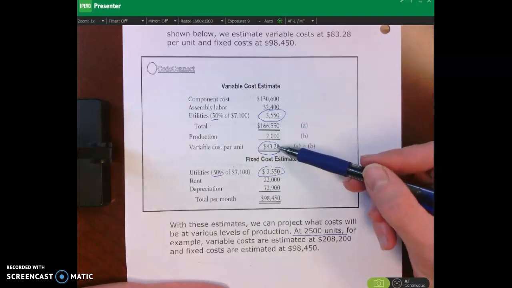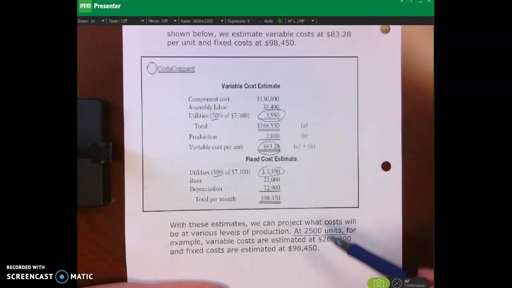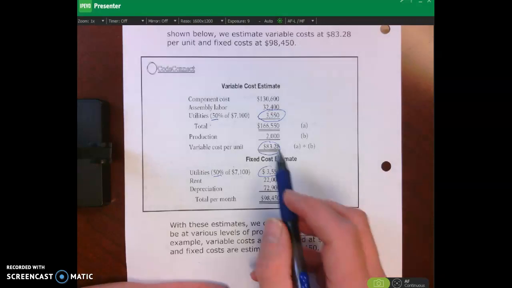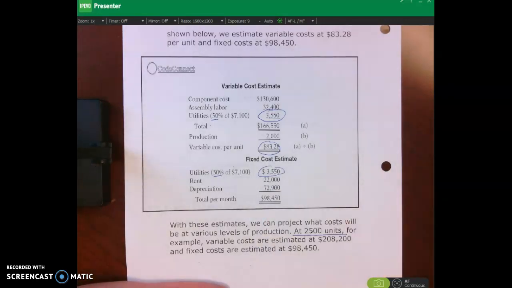Okay, so we know that our variable cost per unit, $83.28, stays the same. So as we move from 2,000 to 2,500 units, all we would have to do to figure out total variable costs is to multiply 2,500 units times $83.28 per unit, and that would give us the total variable cost at 2,500 units.